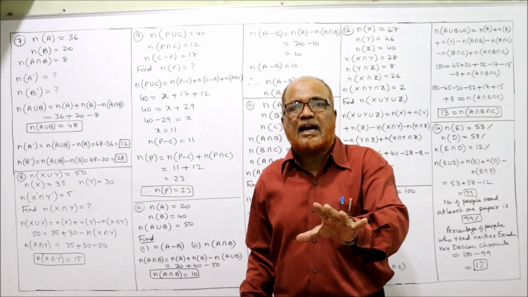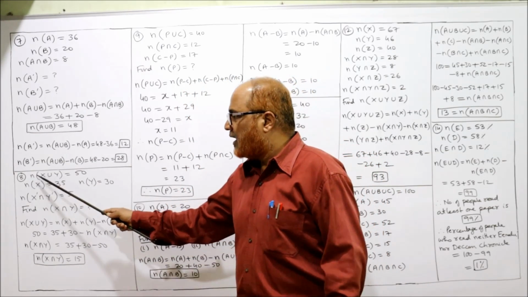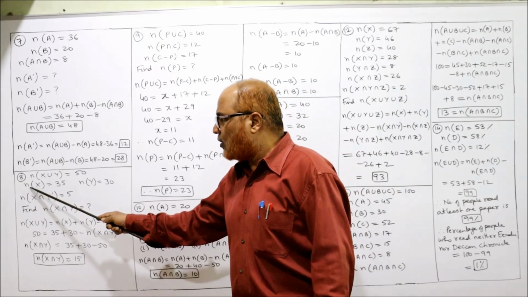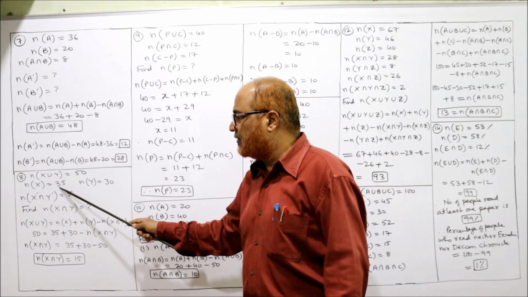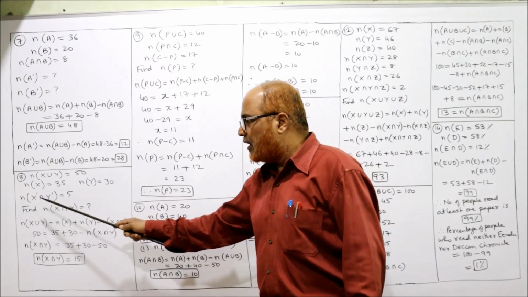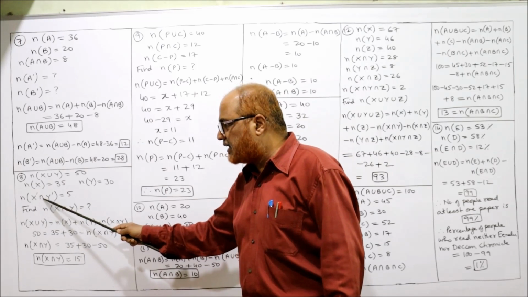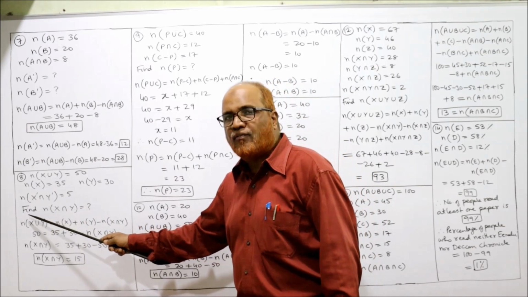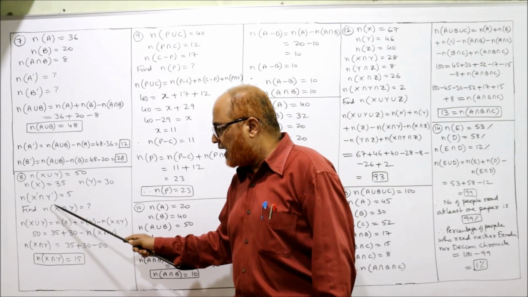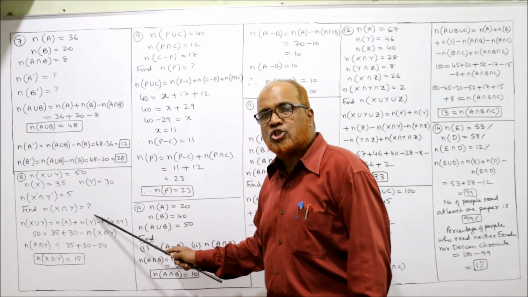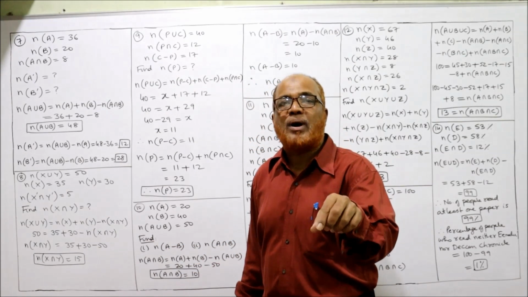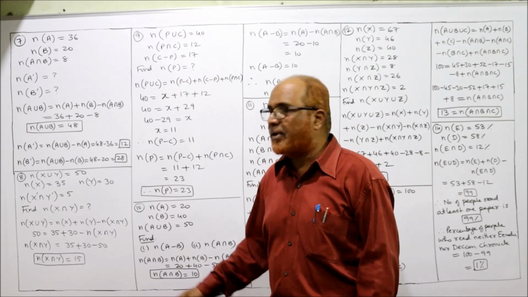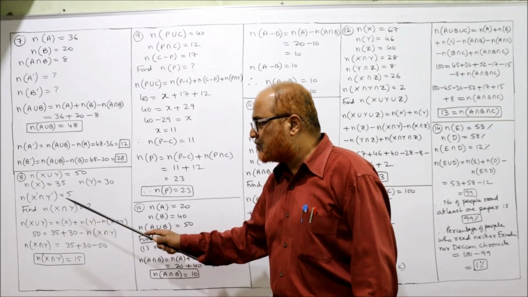First of all, I'll put the data given in the problem in this notational form. n(X union Y) is equal to 50, whatever is given in the problem. n of X, number of elements in X set, 35. Number of elements in Y set, 30. Number of elements in X complement intersection Y complement is 5. Actually, we don't require this. Actually, we have to find out n(X intersection Y), how many elements are common in X and Y set. X intersection Y. This we have to find out.